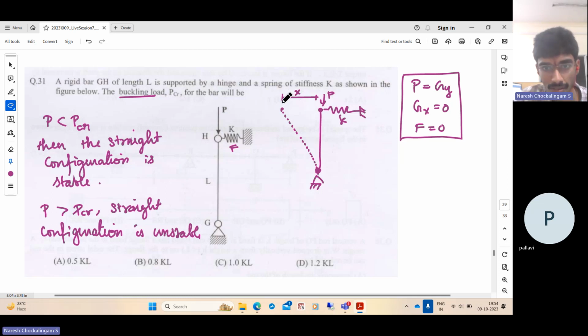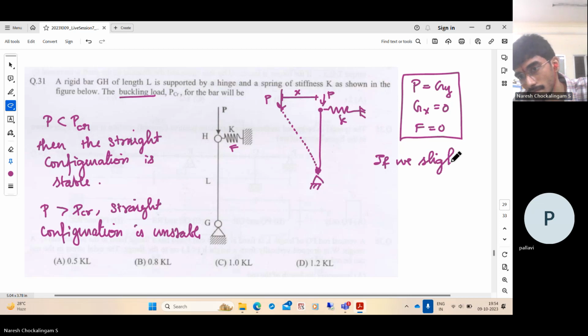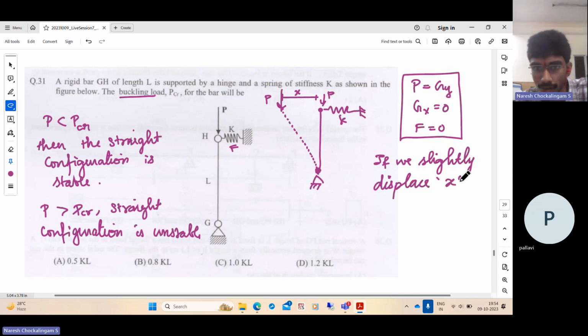without disturbing the forces. So in that case, the force P still acts here. There is a Gx and Gy. But now what is the issue? Moment equilibrium will not be satisfied. So if we slightly displace the bar by x and take moments about G. Let us take the sum of all moments about G. We can't set it equal to 0, right? Why is it not equal to 0? Because it is not an equilibrium configuration in general.